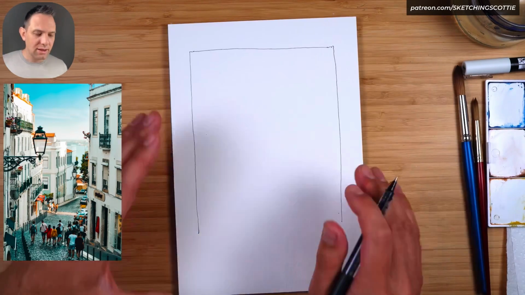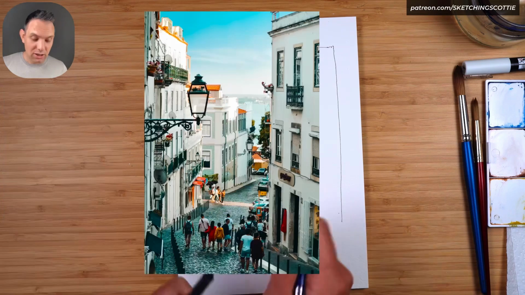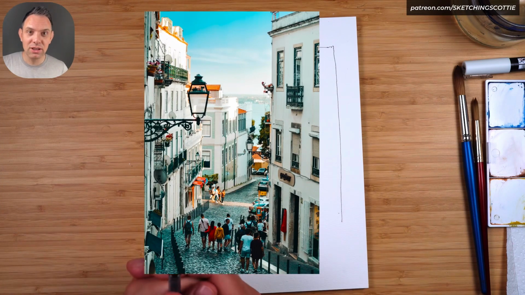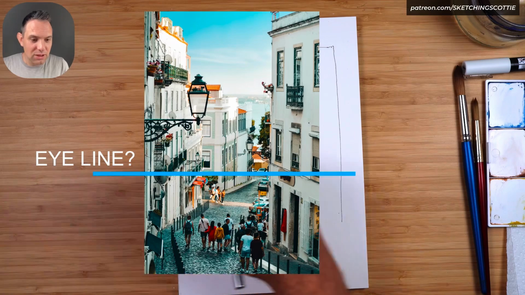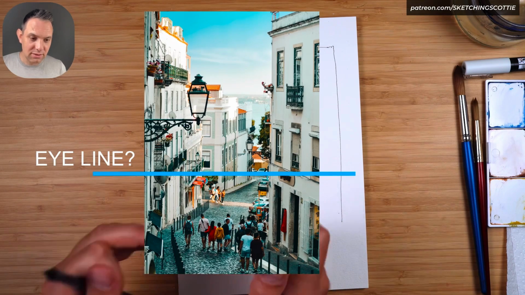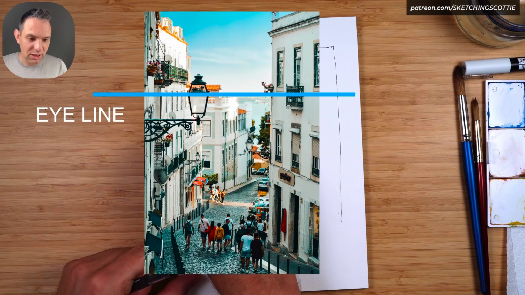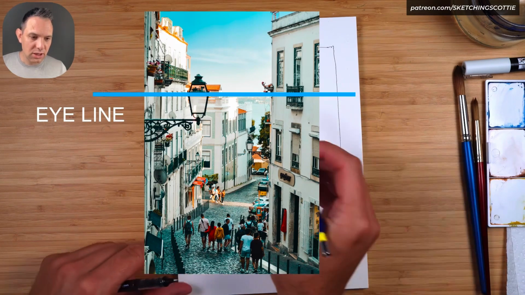Okay. Now, number two, we want to do the eye line. Looking at this reference here, where do you think the eye line is? You might say it's where the road ends. Usually it's where the road ends. In this case, you can see it in the horizon. You can see the horizon line up there. It's actually quite high. So that is the eye line.